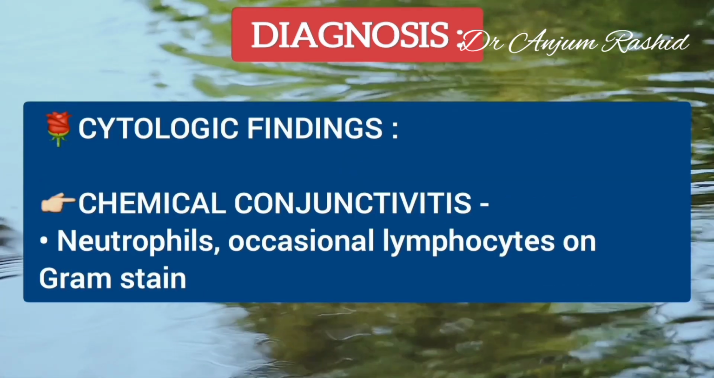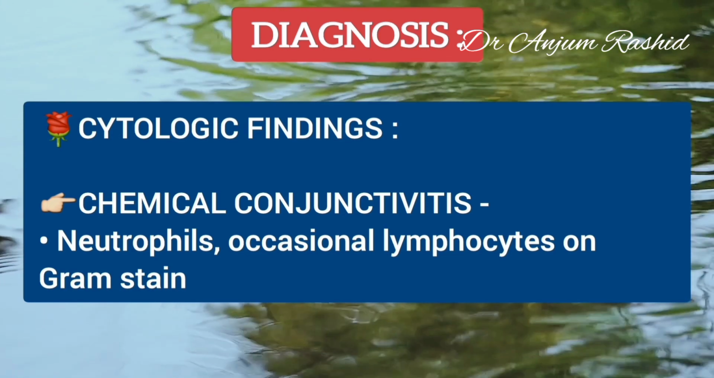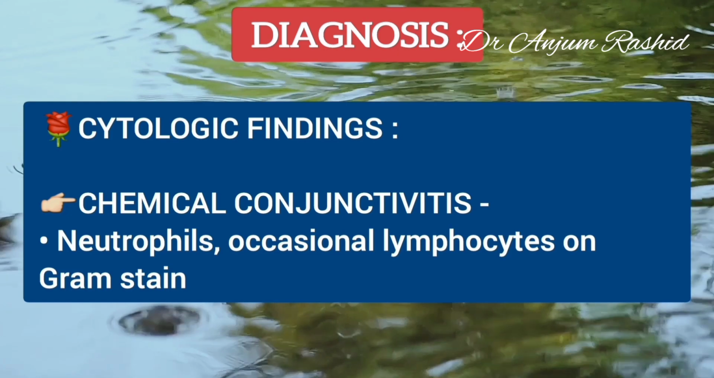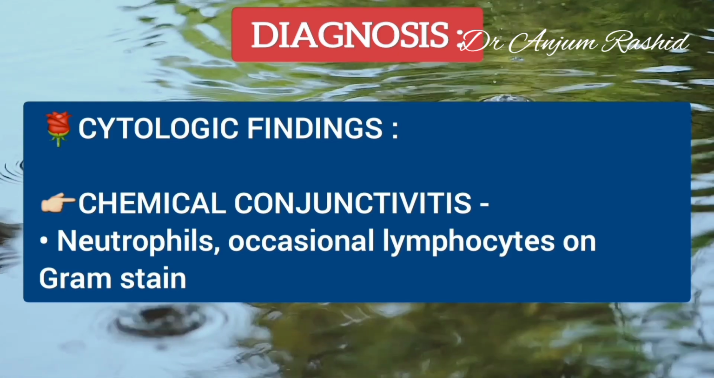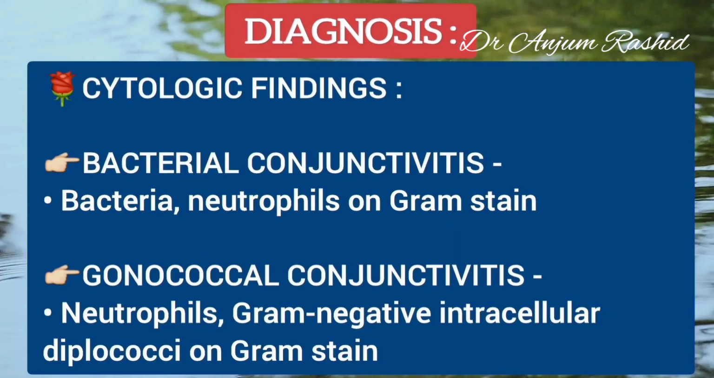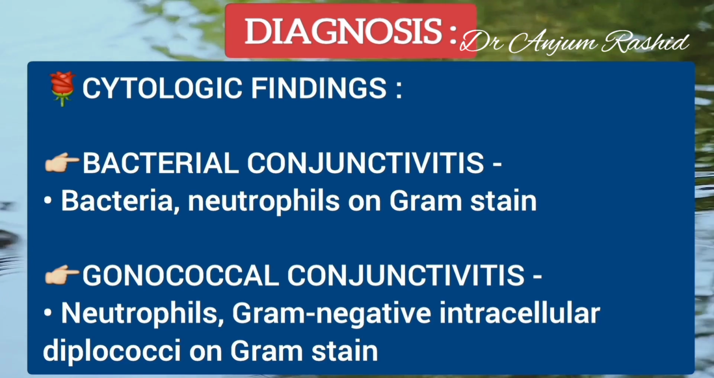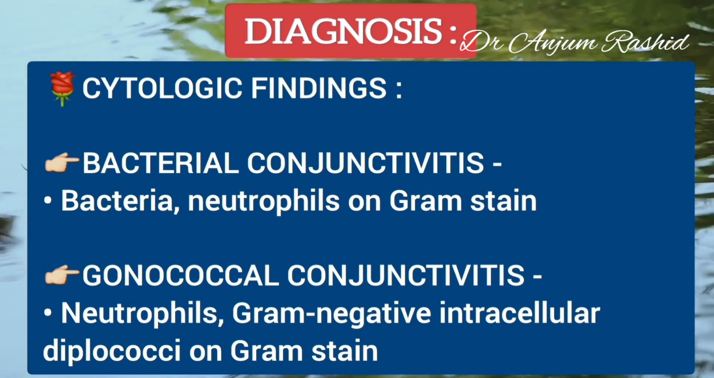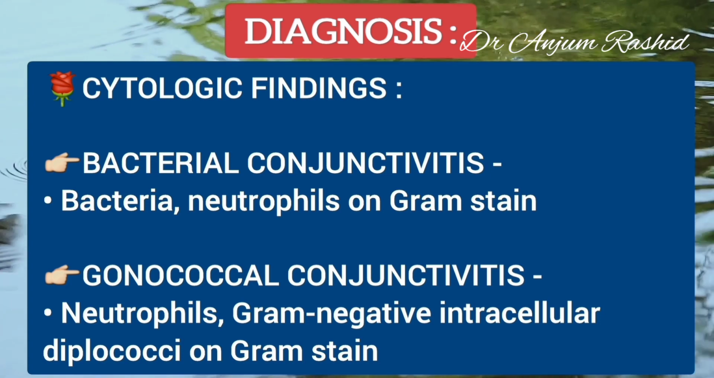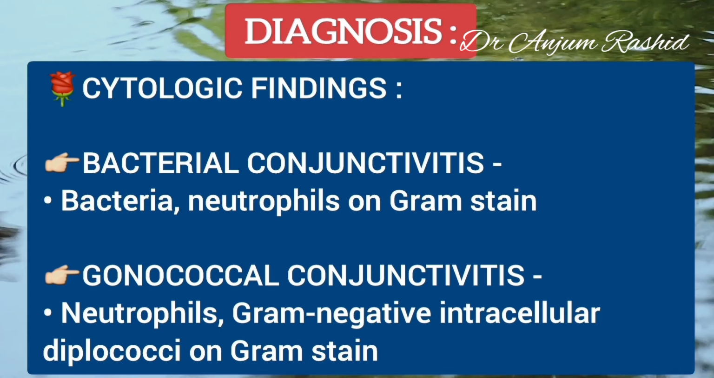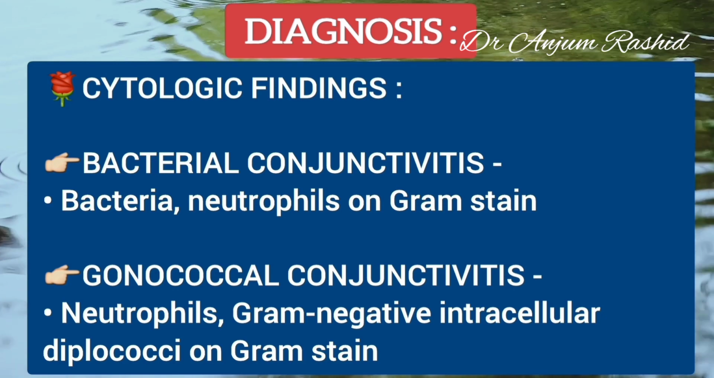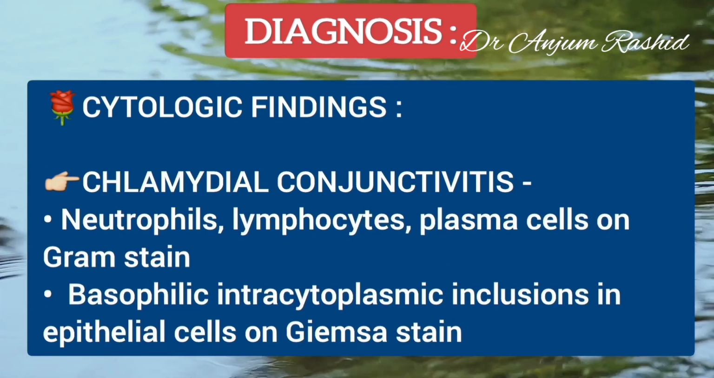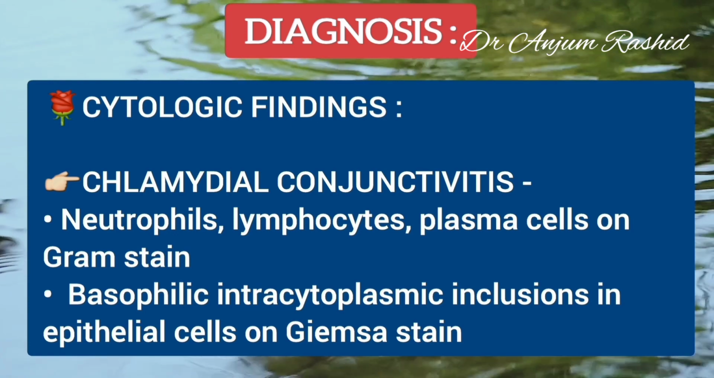Now, the cytologic findings in various types of neonatal conjunctivitis are as following. In chemical conjunctivitis, there are neutrophils and occasional lymphocytes on the gram stain. In bacterial conjunctivitis, gram-positive or gram-negative bacteria are identified along with the neutrophils. Now, in gonococcal conjunctivitis, there are neutrophils and gram-negative intracellular diplococci on gram stain. Now, the cytologic findings in chlamydial conjunctivitis.